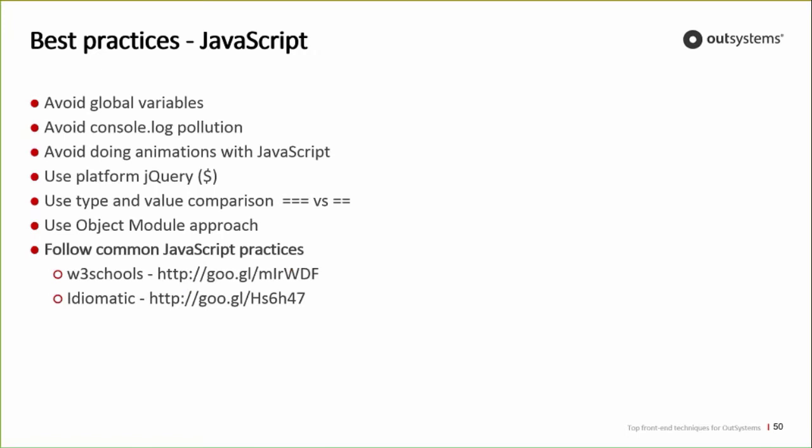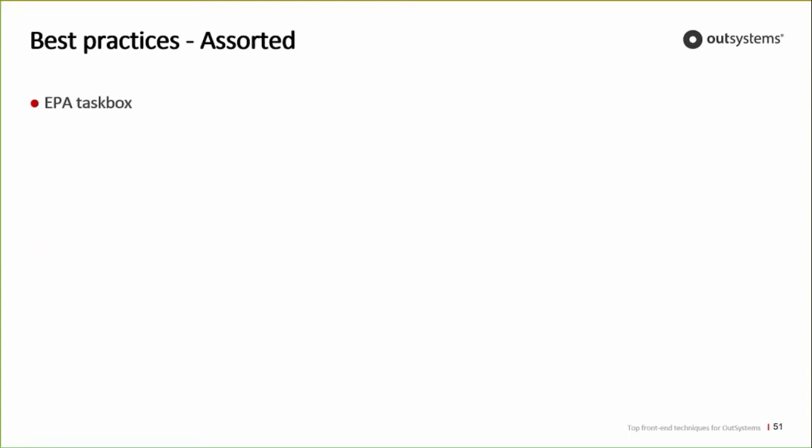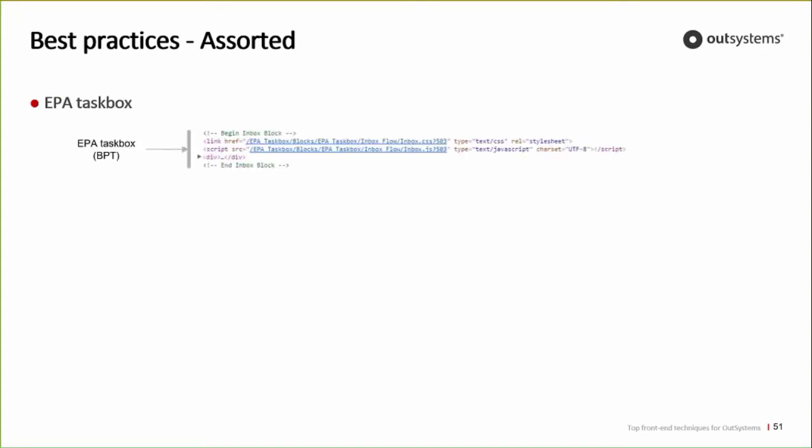Now, going to some of the best practices slightly more assorted regarding the platform. The first one was actually the EPA task box. You probably noticed that when we were seeing the body, at the end of the body, we actually had this link and this HTML.